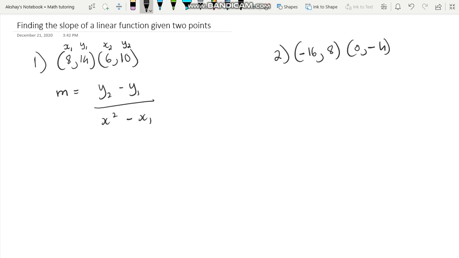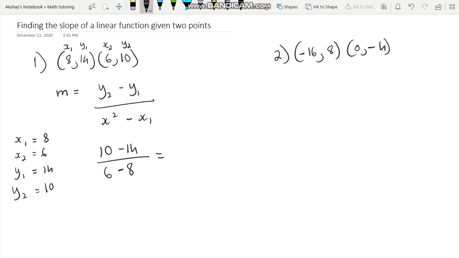Now we know X1 is equal to 8, X2 is equal to 6, Y1 is equal to 14, Y2 is equal to 10. All we have to do now is substitute each of these values into our formula. Y2 is 10, Y1 is 14, X2 is 6, X1 is 8.